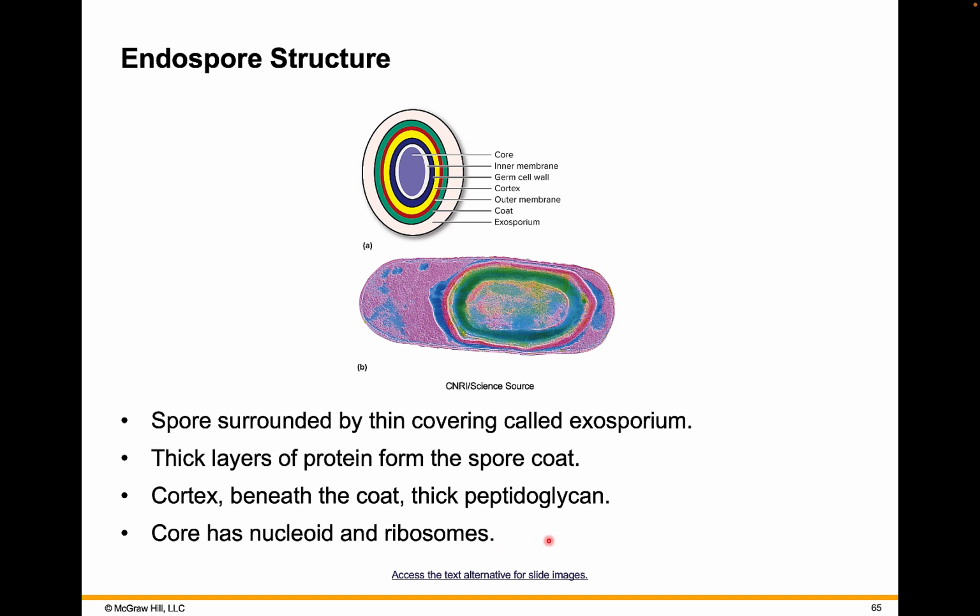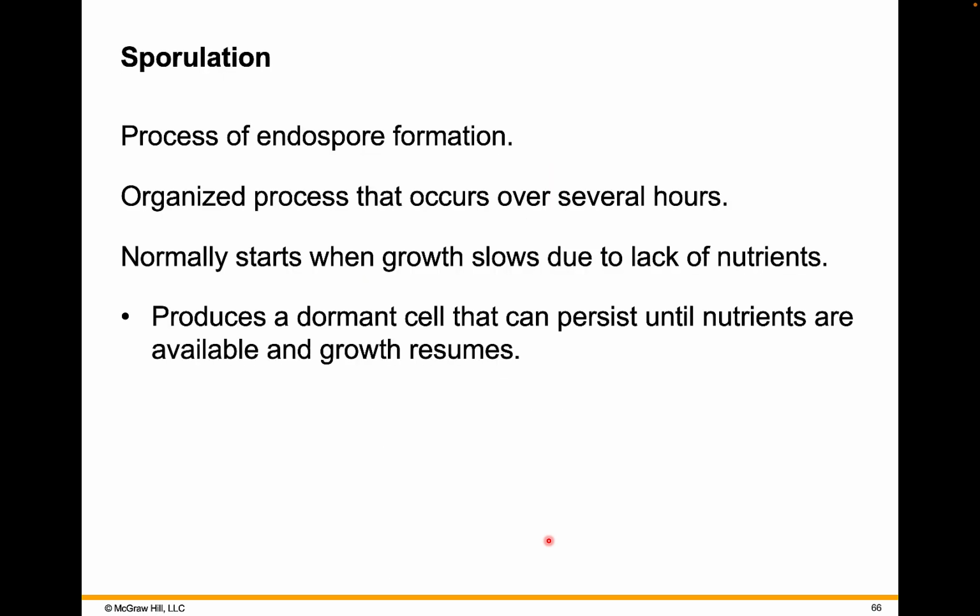It has been found that even some of the spores, which are 250 million years old, can be germinated as well. So you can easily imagine that the scientists have found endospores 250 million years old and could germinate them. Sporulation is the endospore formation process, an organized process that takes several hours. It starts when growth slows due to a lack of nutrients, and produces a dormant cell that can persist until nutrients return.